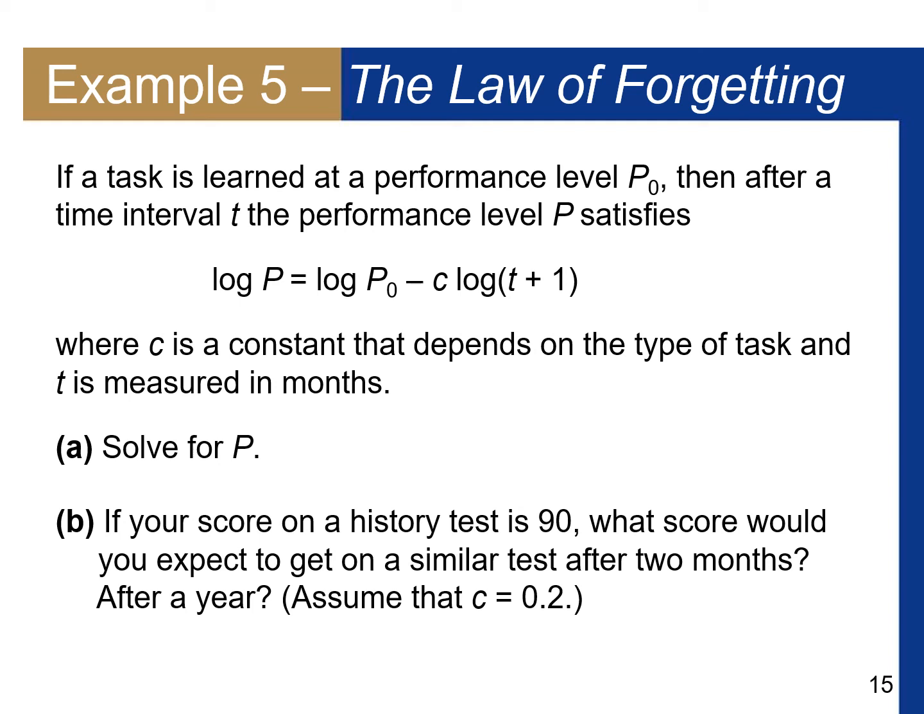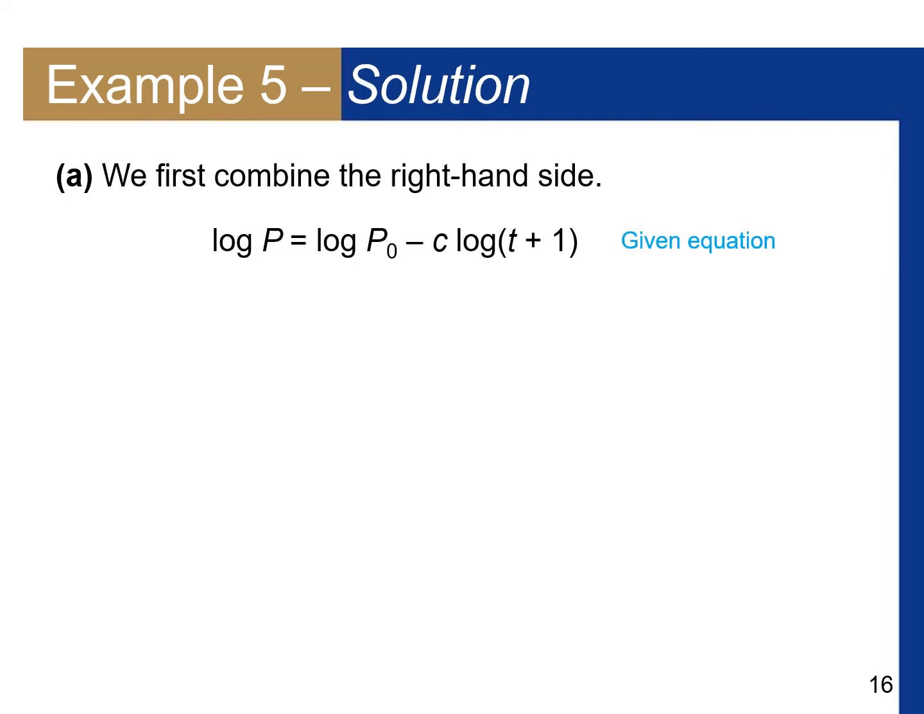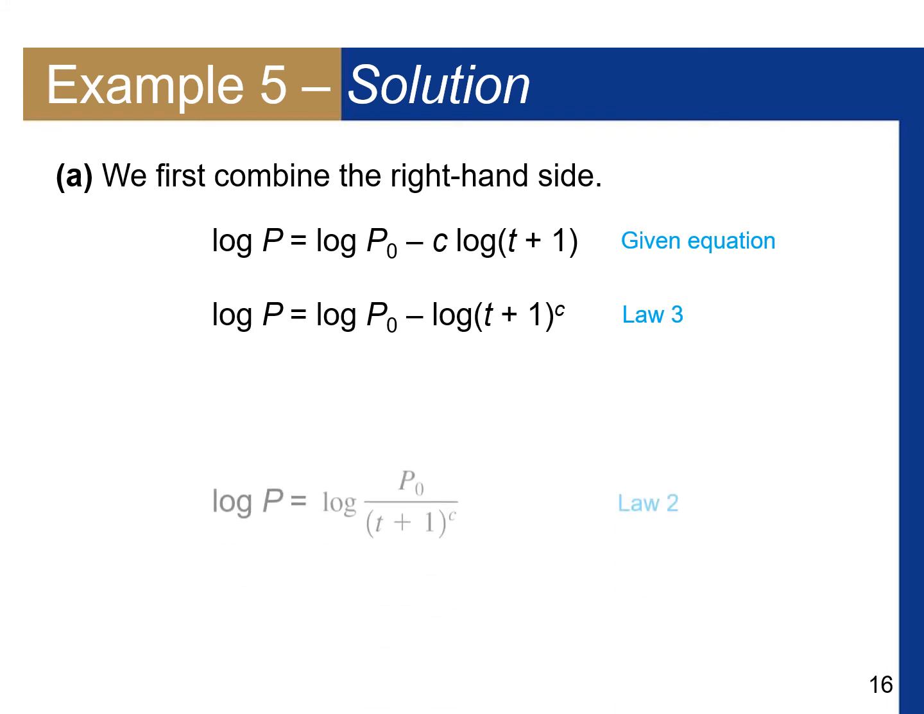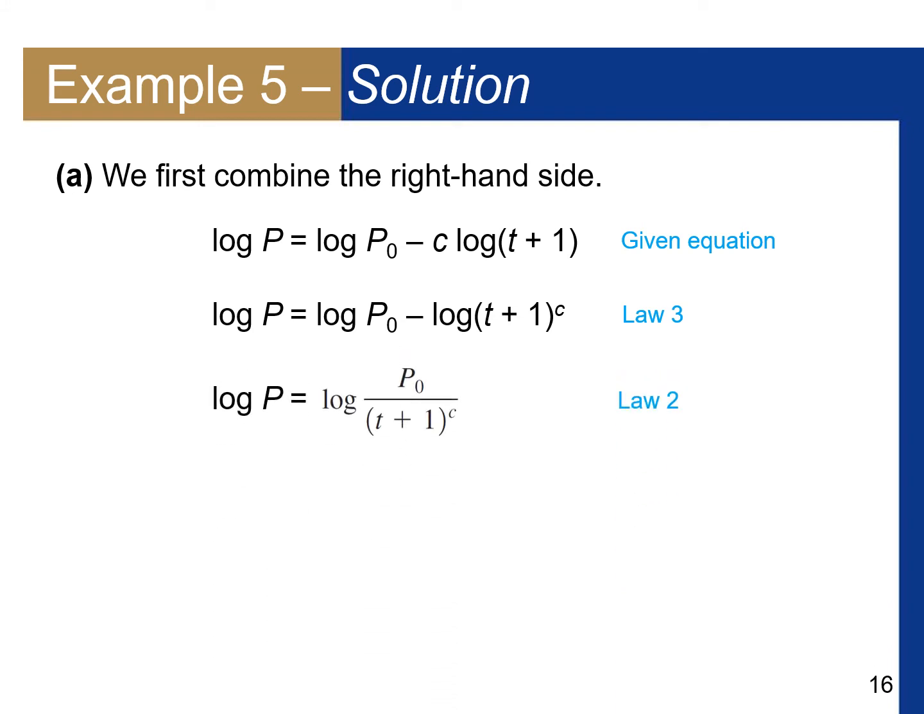So if your score on the history test is 90, what score would you expect to get on a similar test after 2 months or after a year? And we're going to assume that c is equal to 0.2. So first we're going to combine the right-hand side, move the c up top, and then we're going to show the division.